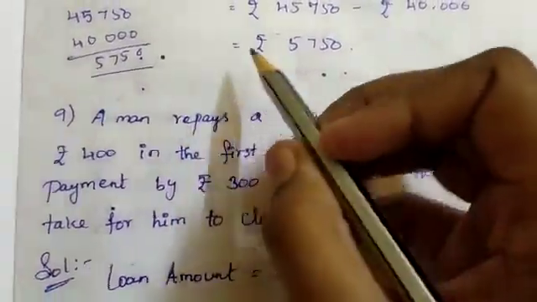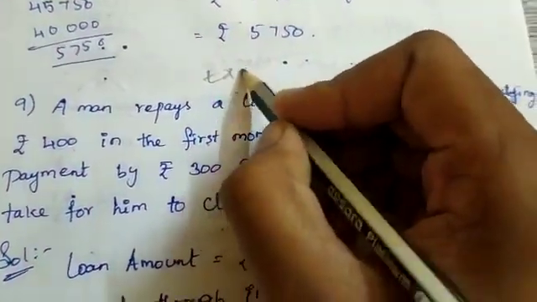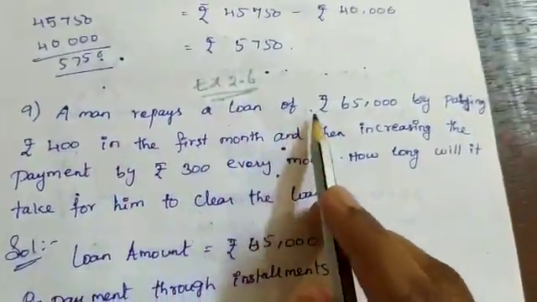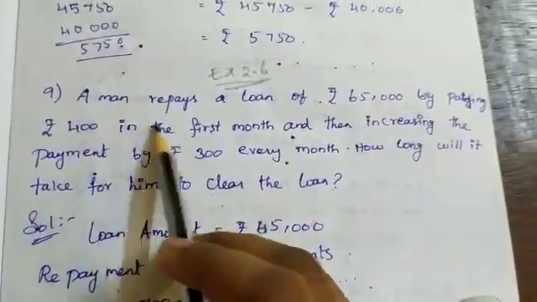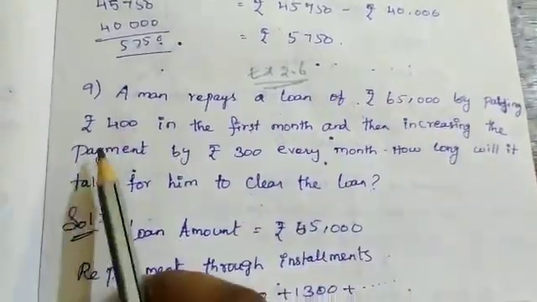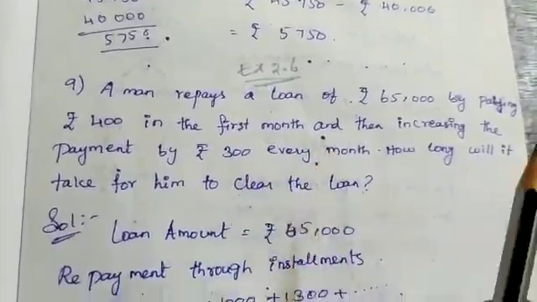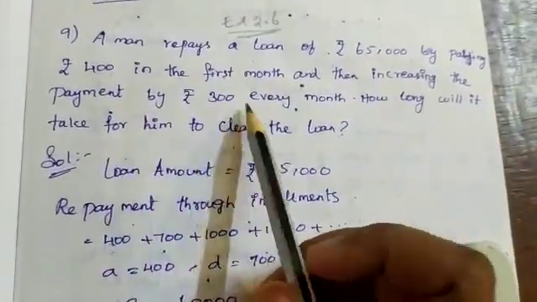So let us start our today's video with exercise 2.6. Ninth question. A man repays a loan of rupees 65,000 by paying rupees 400 in the first month and then increasing the payment by rupees 300 every month. How long will it take for him to clear the loan?